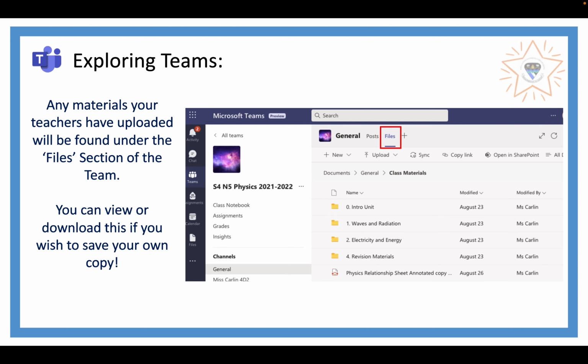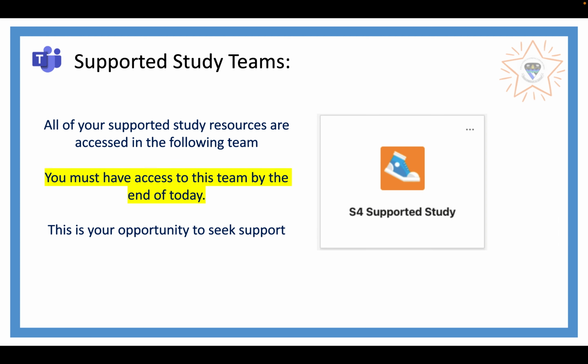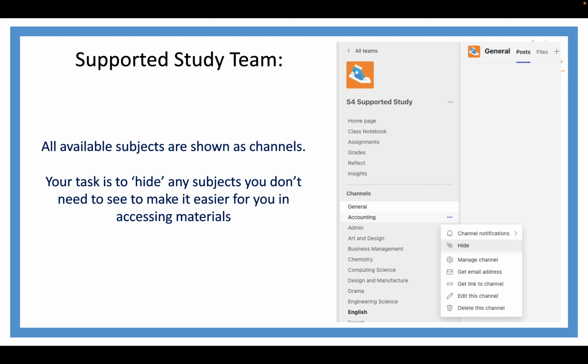To show you what Teams looks like when you explore them, this is just my general team at the moment, not the supported study team. This would be what the National 5 Physics one looks like in Files. This would be what some of the class materials would look like, just as an example. So this would be for any of the units in physics that you could access. But within the supported study team, they have access to lots of different channels, so lots of different departments.